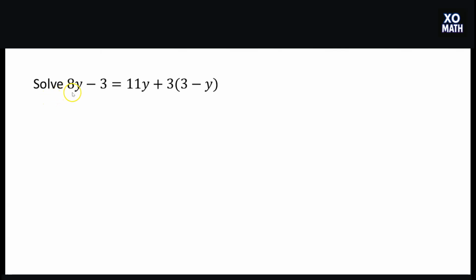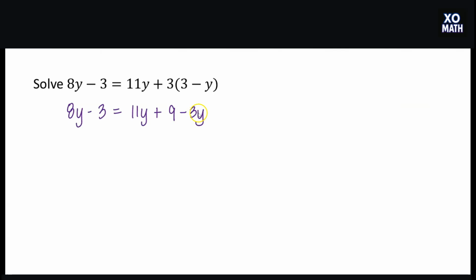Let's go ahead and try and solve 8y minus 3 equals 11y plus 3 times the quantity 3 minus y. We'll have to start by distributing the 3 over the subtraction. So we have 8y minus 3 on the left is equal to 11y plus 3 times 3 is 9, and positive 3 times negative y is negative 3y.